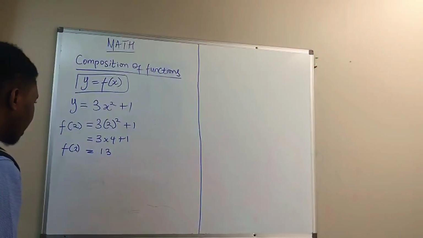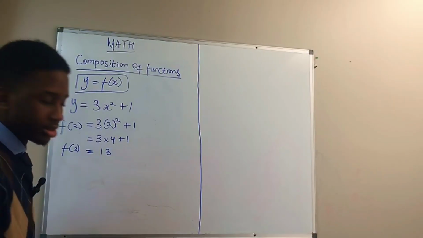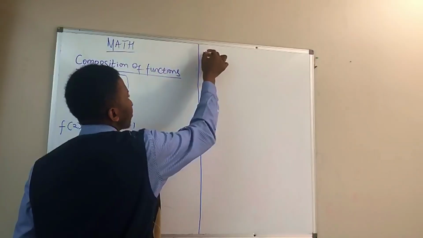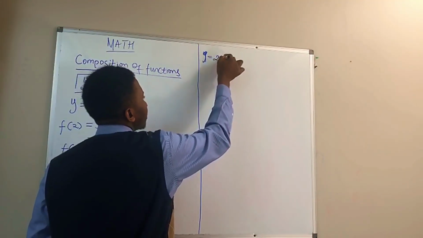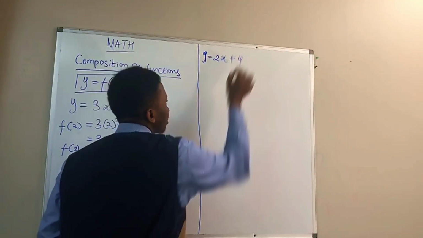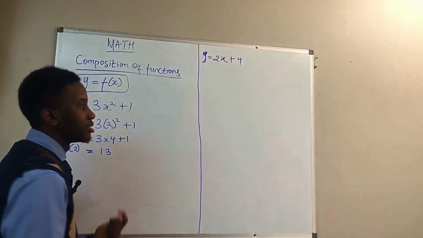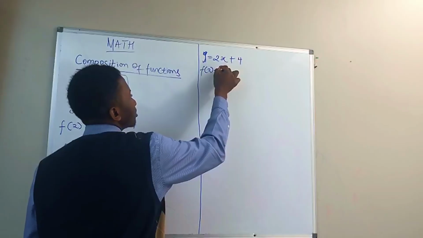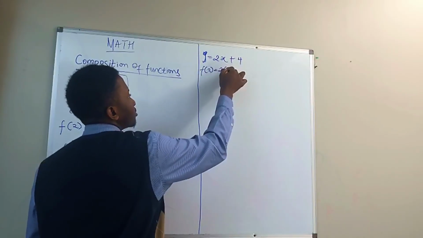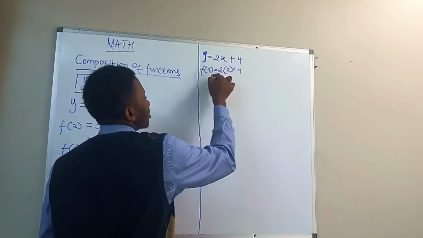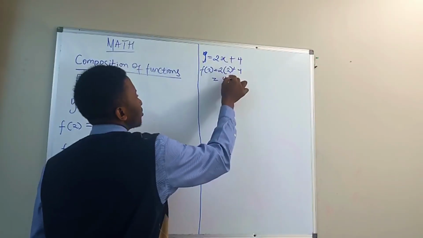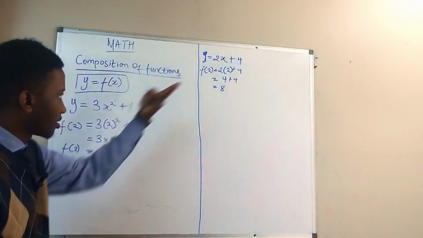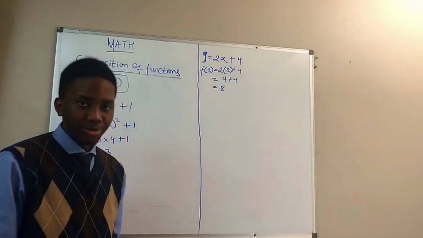Let's try another question, a simple one. We're given that y is equal to 2x plus 4, and we're asked what is f of 2. We'll do the same thing. Where we have x, we put in 2: 2 times 2 is 4, plus 4 is equal to 8. So we plugged in 2 and it gave us an output of 8.